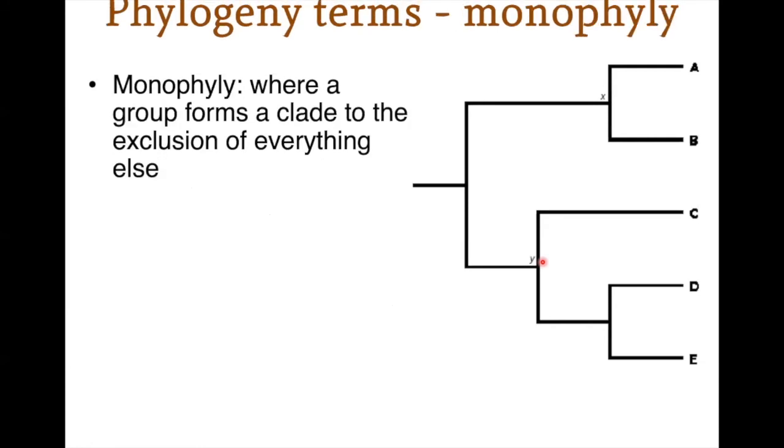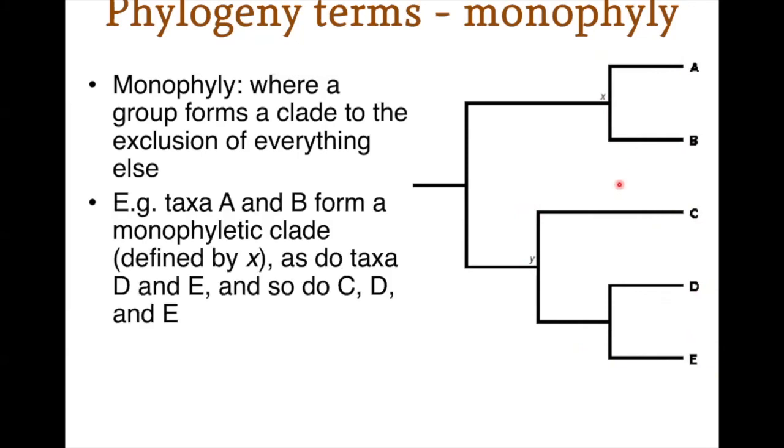Okay, if we go to the next slide, this is another term, monophyly. Monophyly is essentially the same as a clade, except that monophyly has a taxonomic meaning. Monophyly is where a group forms a clade to the exclusion of everything else, and that group is a taxonomic name. So if we have, say, a genus that comprises species A and B, and then C, D, and E is a separate genus, then each of those genera would be monophyletic, because everything within that genus is within that clade, and everything within this genus is within this clade. So there's consistency between what we're calling a clade and our taxonomic name.